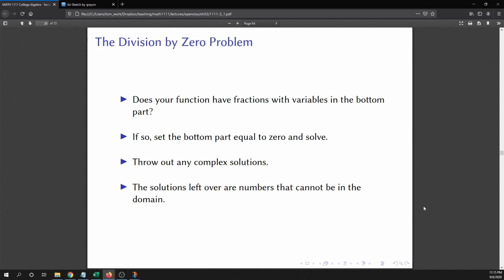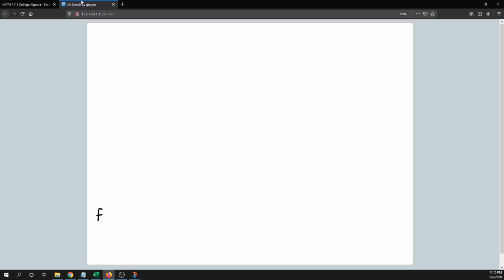You might have a function that has a fraction, and in the bottom of the fraction there is going to be a variable. And that's going to cause an issue. For instance, if I have something like f of x equals 1 over x minus 2, and I evaluate the function at 2, if I plug in a 2, then I'm going to get 1 over 0. And you cannot divide by 0. There's no meaningful way to do this. So that is a problem.